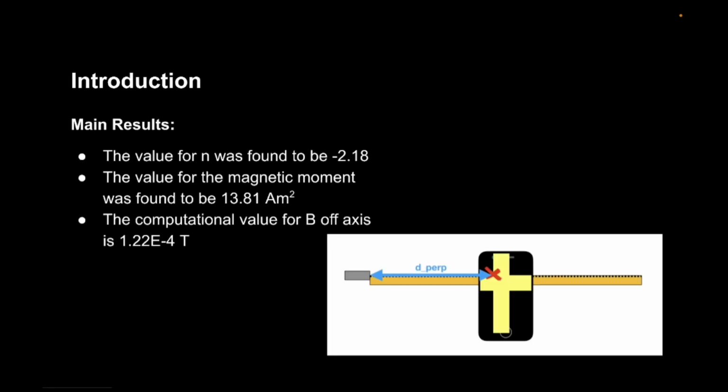The main result of this lab was that the value for n was found to be negative 2.18. The value for magnetic moment was found to be 13.81 amps times meters squared, and the computational value for B off axis was 1.22 e negative 4 Tesla.